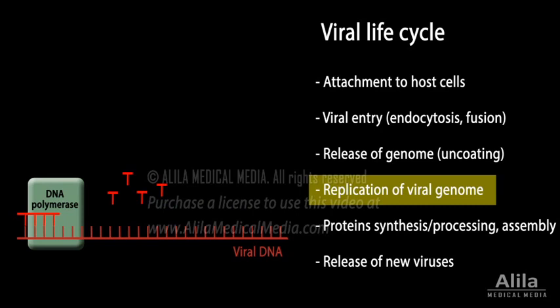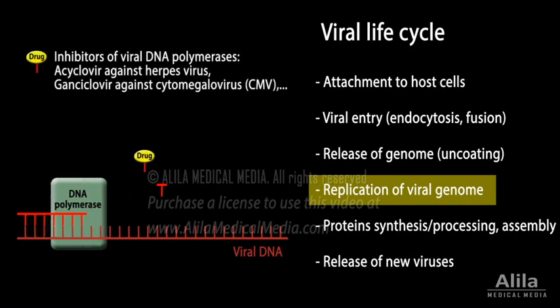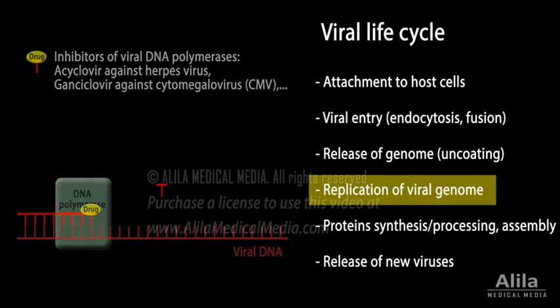Viruses with large DNA genomes usually encode their own DNA polymerase for DNA replication. Viral DNA polymerases are the target of many currently available antiviral drugs. Most of these drugs are nucleoside analogs. They incorporate into the growing DNA and cause premature termination of viral DNA synthesis.